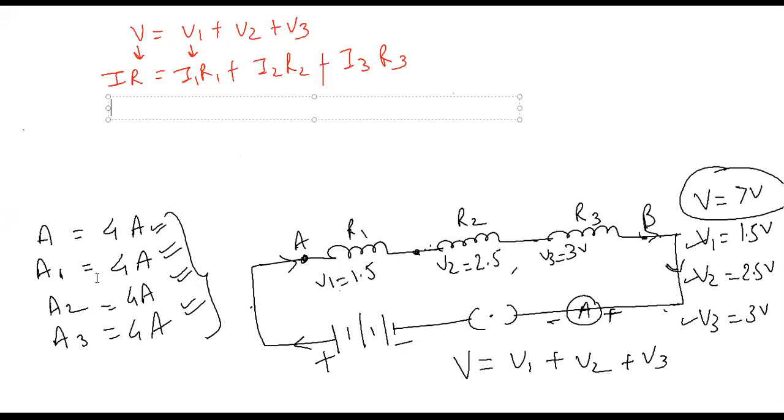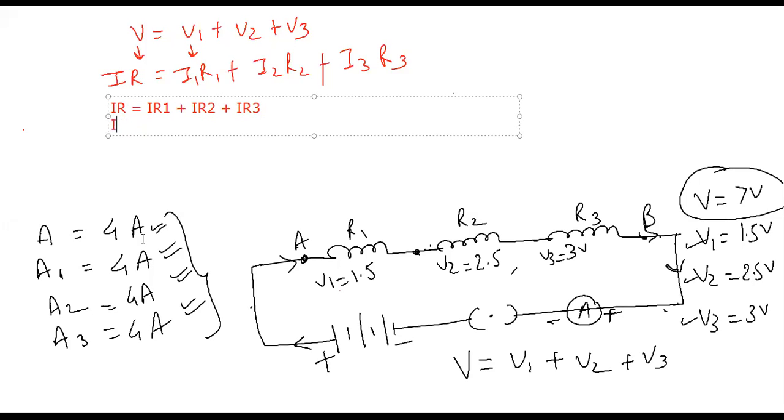But what I have seen, I1, I2, I3, I, all are the same. Means all are I. So can I write now? IR is equal to I R1 plus I R2 plus I R3, because I1, I2, I3 all are equal to I. Yes or no?